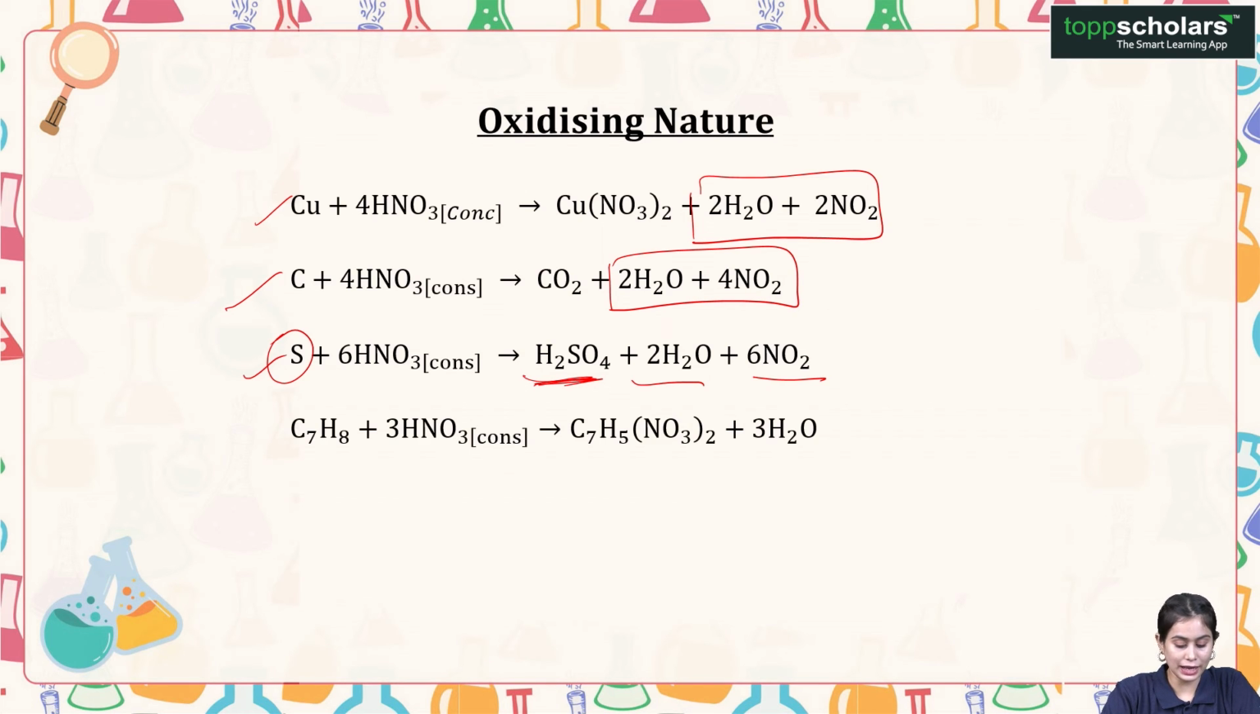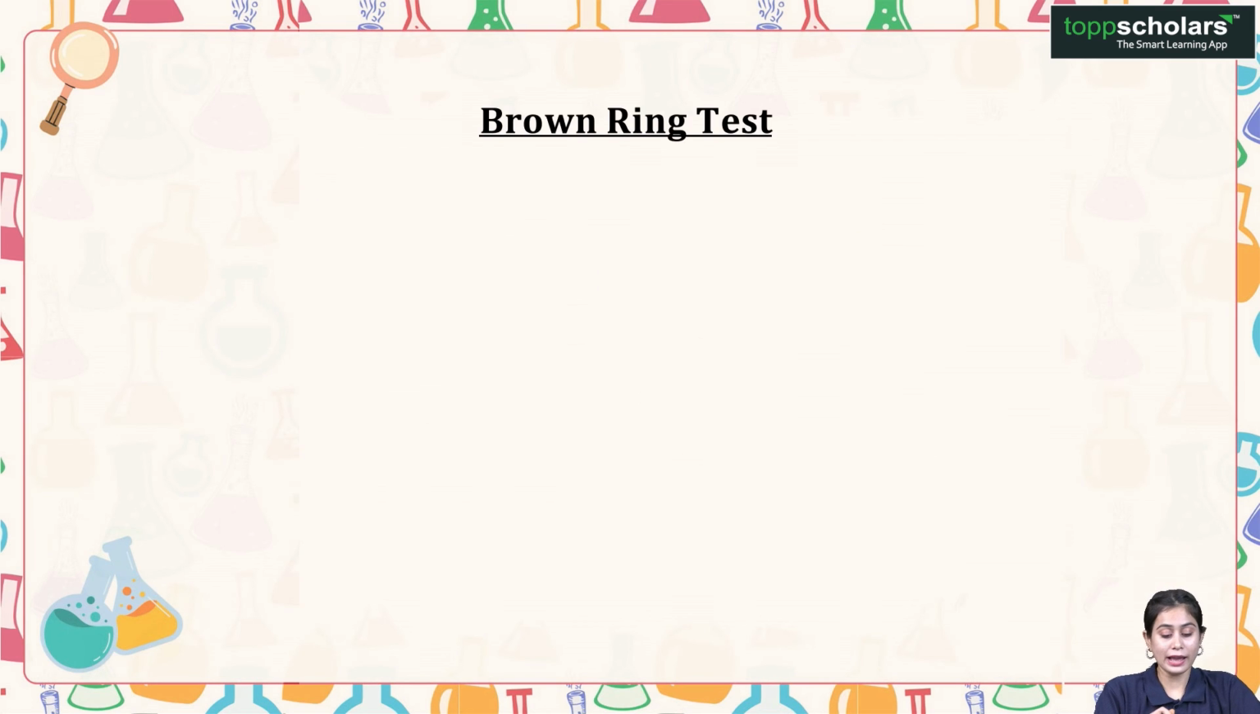C7H8, your methyl benzene, or your toluene, reacts with your HNO3, that is your concentrated nitric acid, to form dinitrotoluene, C7H5(NO2)... plus 3H2O. What is important here is the oxidizing nature of this, how it is oxidizing this compound. Clear? Next we have the brown ring test, which detects the presence of nitrate ions in a compound.